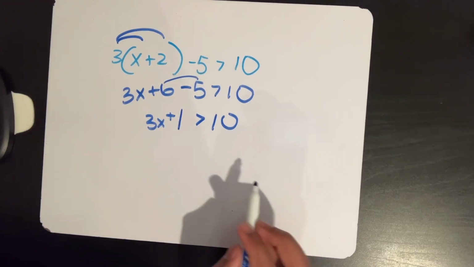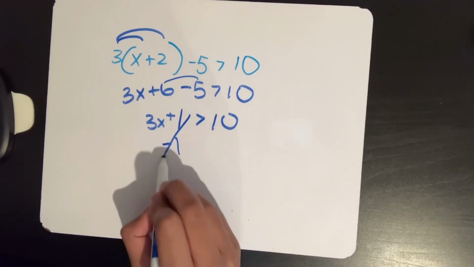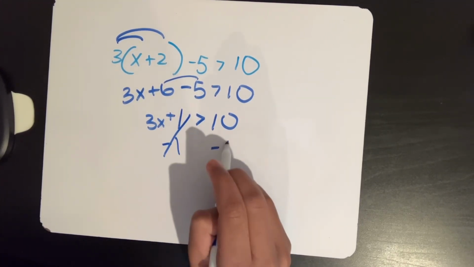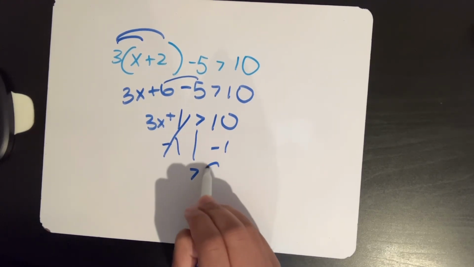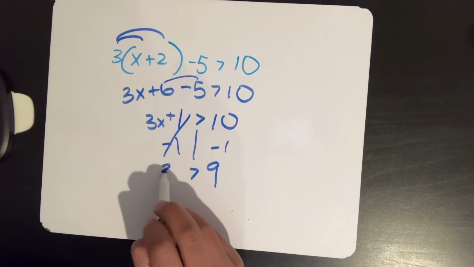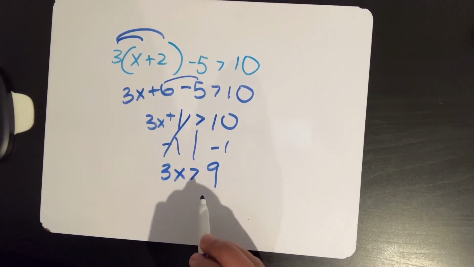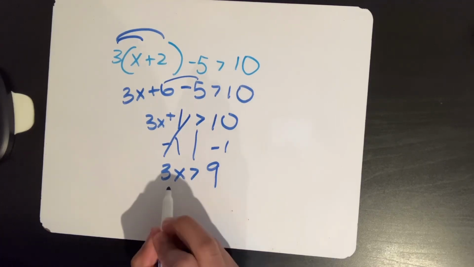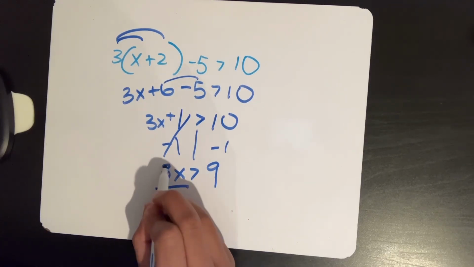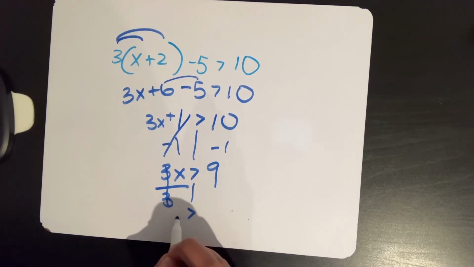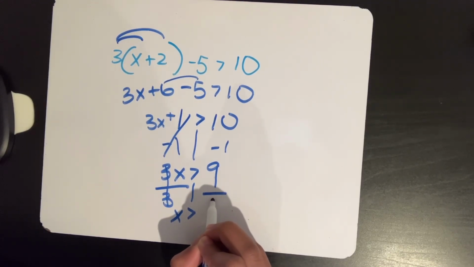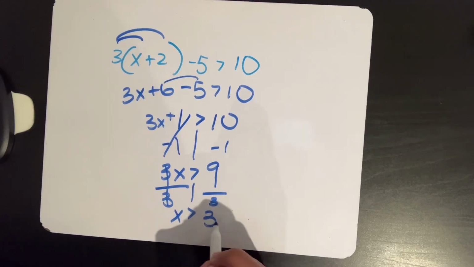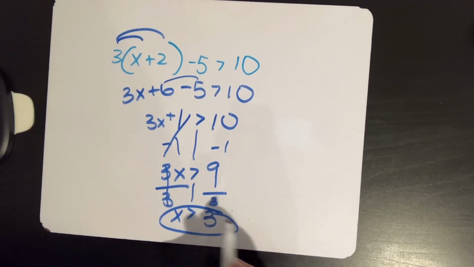Then we're going to subtract 1 from both sides. Cancels it out. Bring down the inequality sign. 10 minus 1 equals 9. And bring down 3x. Then we're going to divide both sides by 3 to get the variable by itself. Cancels it out. X, 9 divided by 3 equals 3. X is greater than 3.